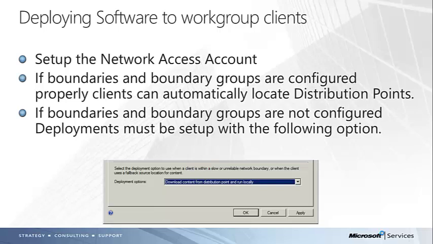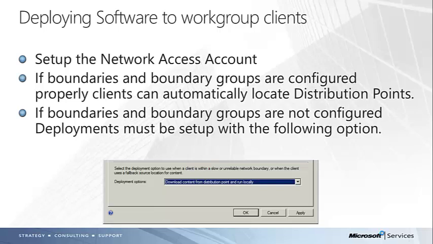If the boundaries and boundary groups are configured properly for content location, clients can automatically locate distribution points, and the workgroup clients can definitely use those. And if the boundaries and boundary groups are not set up, the workgroup clients, and for that matter the domain joined clients, can also get the distribution point.